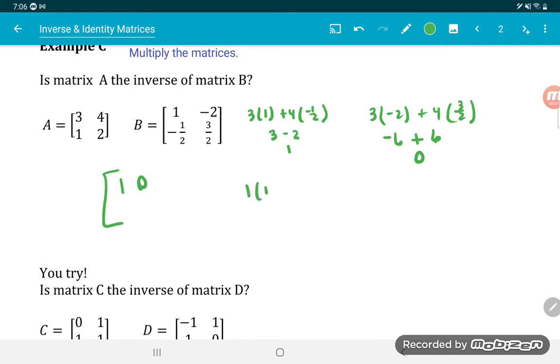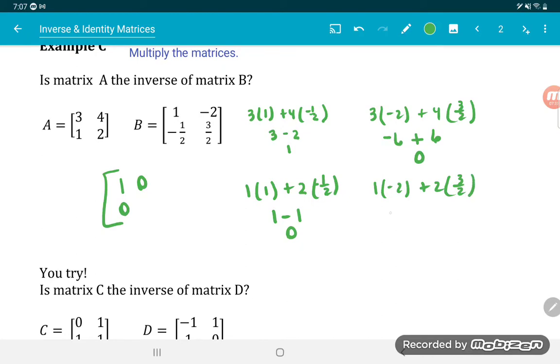In the third position, we take 1, multiply by 1, add 2, and multiply by a negative half. 1 times 1, of course, is 1. 2 times a negative 1 is a negative 2. And if I divide by 2, I get a negative 1. 1 minus 1 is 0. Third position is 0.